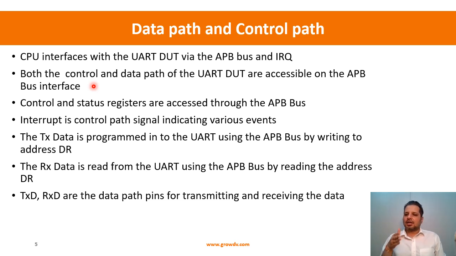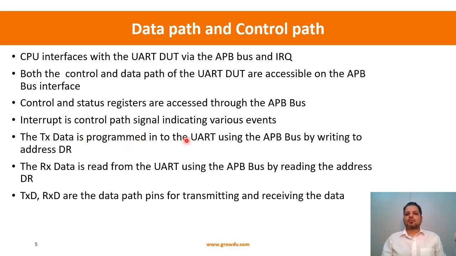And then the control path still could be on APB or on AHB, depending on the speed of access that particular IP desires in the SOC system. Then control and status registers, as I talked about, are accessed through the APB bus. Interrupt is a control path signal indicating various events. So this one point we will see, polling versus interrupt. You might have looked at those concepts, but we will just refresh that.